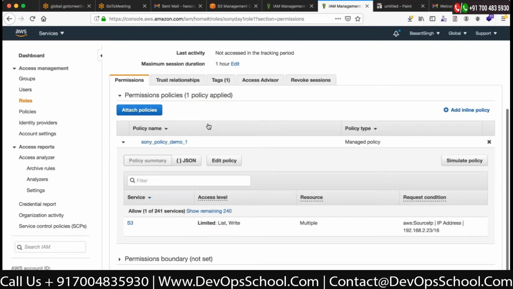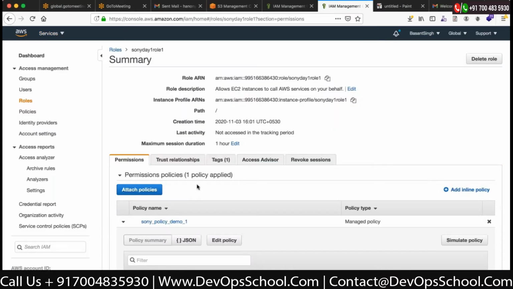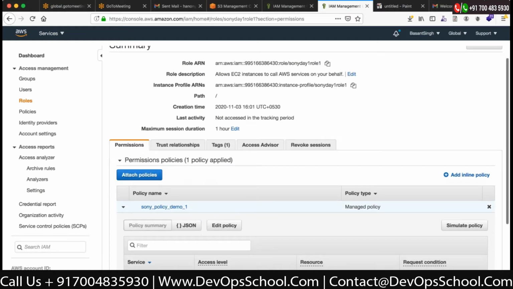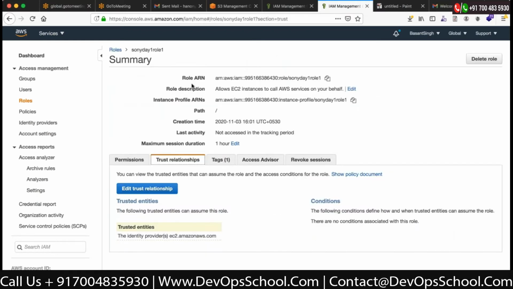So EC2 can communicate with any services, but what actions will be performed is always defined inside a policy which is attached to a role. Trust relationship is a very important factor over here.